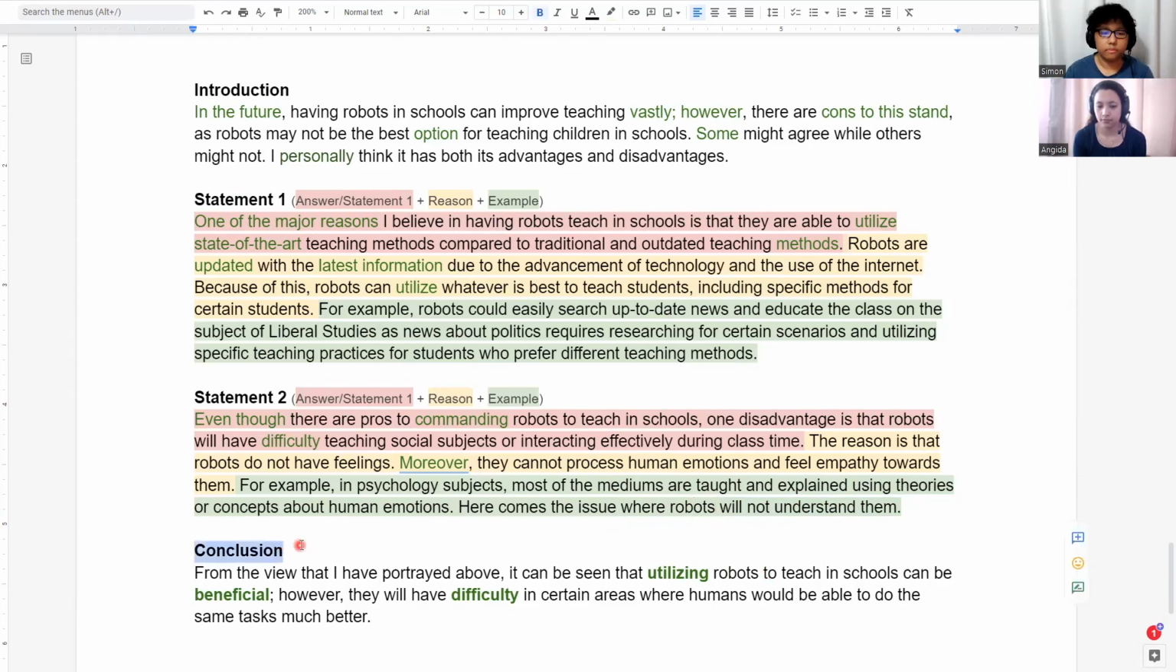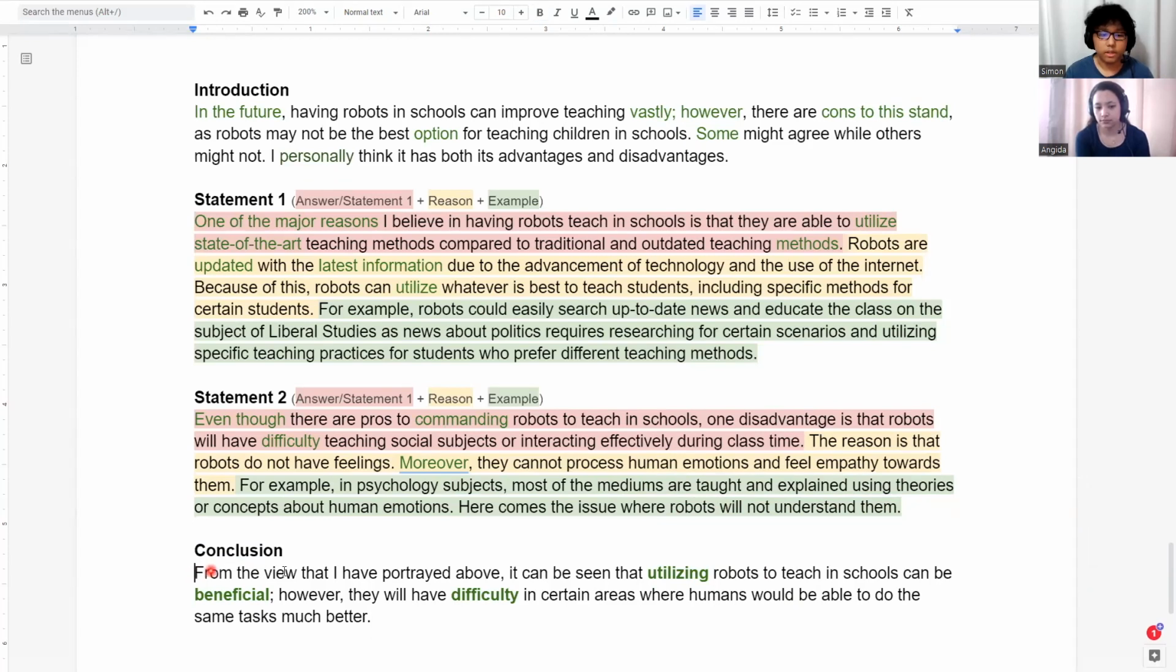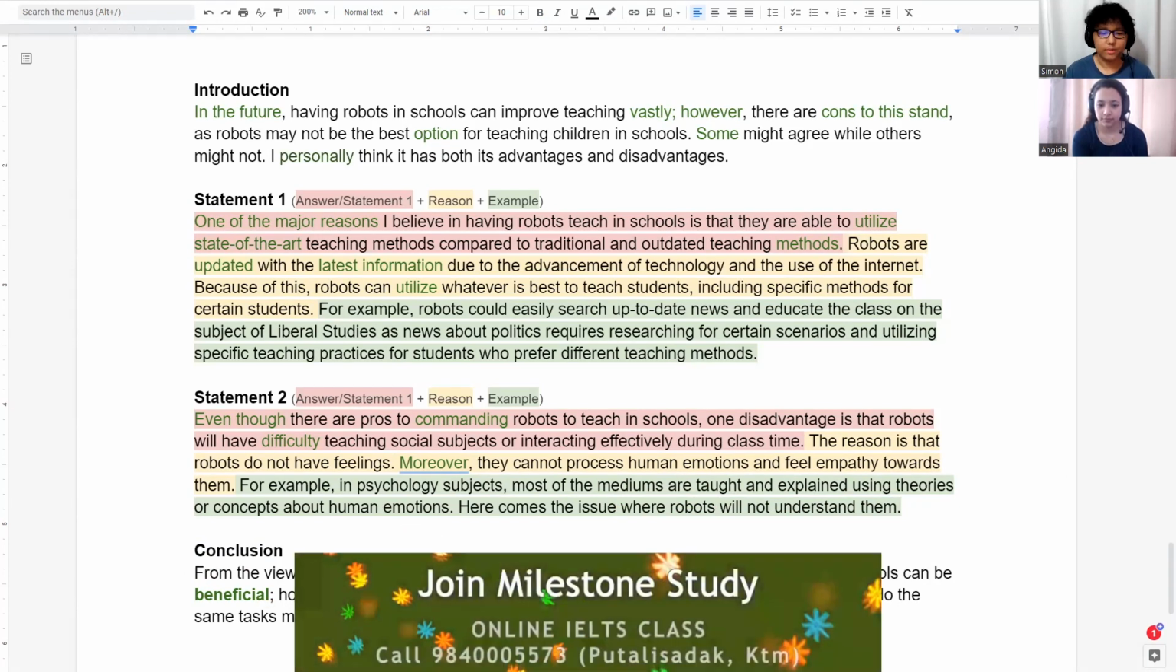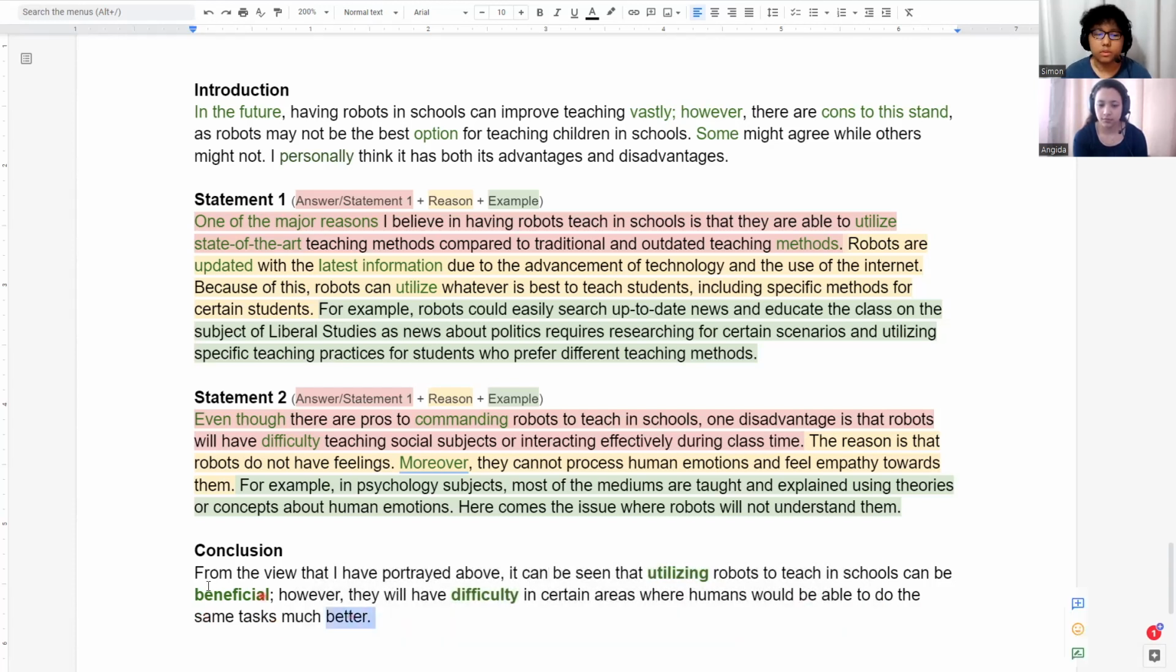So lastly, we have one conclusion. Basically, what you have to do is that you summarize what you're trying to say. So in this case, from the view that I have portrayed above, this is another good word. It can be seen that utilizing robots to teach in schools can be beneficial. However, they will have difficulty in certain areas where humans would be able to do the same tasks much better. So basically, you kind of almost do the exact same as for the introduction. So this is how you typically do writing task 2.